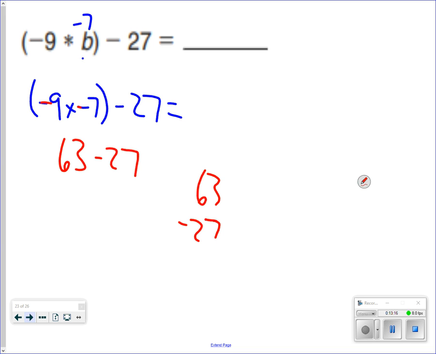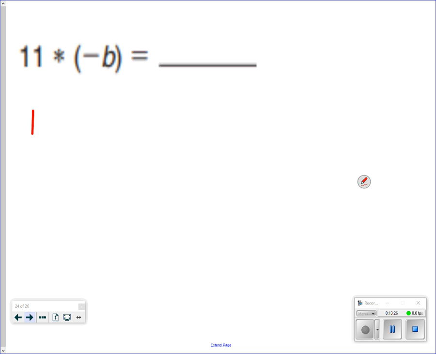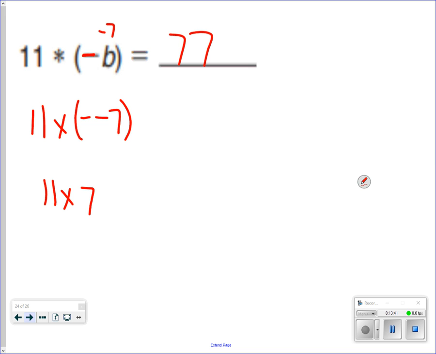63 minus 27. I have to borrow. 13 minus 7 is 6. 5 minus 2 is 3. Answer is 36. Moving on. Next, 11 times, I have a negative there, and b is negative 7. Do you see how I did that? I already have a negative, but b is negative 7. So 11 times 2 negatives equals a positive times 7. So my answer is 77.